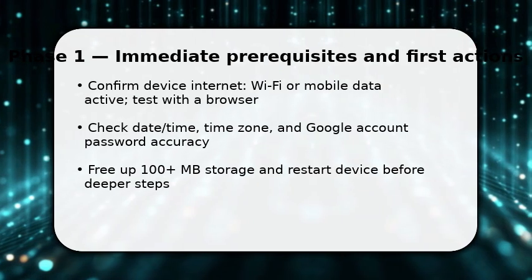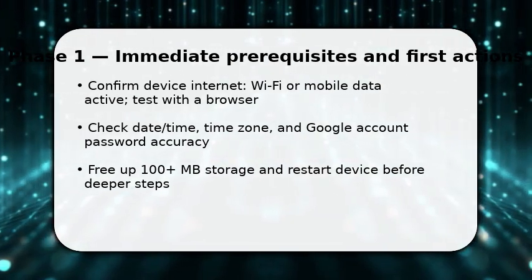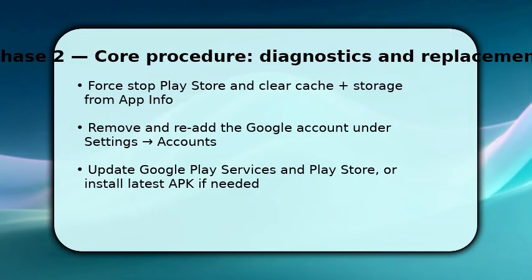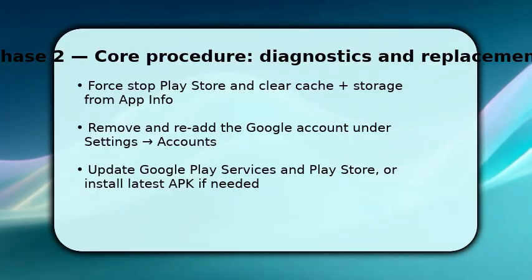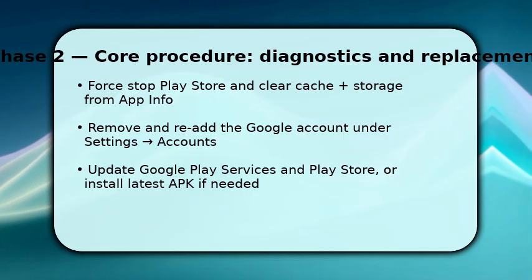Now you tackle the middle steps that actually resolve most sign-in failures. Force stop Google Play Store, then clear cache and storage so stale tokens disappear. This forces a fresh handshake. If that doesn't work, remove the Google account and then re-add it, which rebuilds authentication.